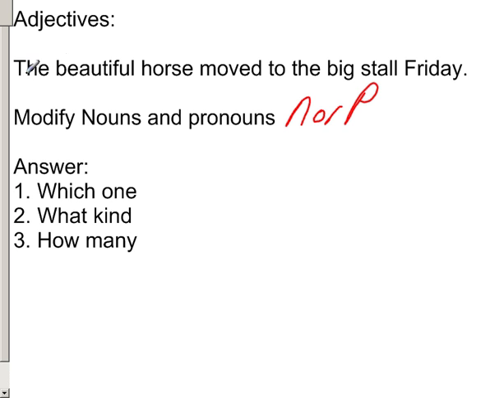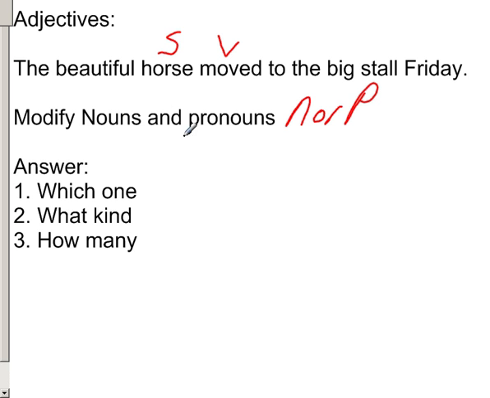First of all, we have a sentence up here. The beautiful horse moved to the big stall Friday. Well, we have a bunch of different words in here. And of course, automatically we know from previous podcasts, let's look at some parts of speech. We have an action there. Okay. We have our subject here, who or what moved, the horse. And then, I've got an object here. The horse moved what or who to the big stall. Can't be an object because it's a what? Prepositional phrase, that's right. But anyway, I digress.